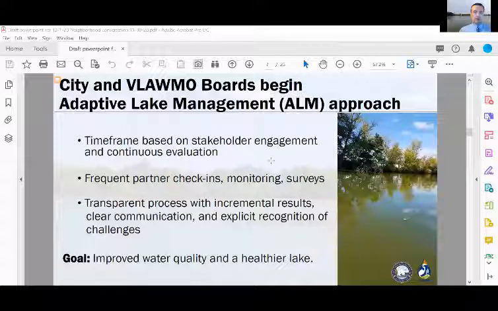There are 3 fundamental core elements to the adaptive lake approach. One is that it's an approach that's based on a timeline, stakeholder engagement and continuous evaluation. The second element is that it needs frequent partner check-ins and is also based on scientific monitoring and surveys of both the social and the biological. Thirdly, it's a transparent process with incremental results, making sure we're communicating clearly amongst ourselves and recognizing the challenges. The goal, the ultimate outcome, is to improve the water quality and develop a healthier East Goose Lake.